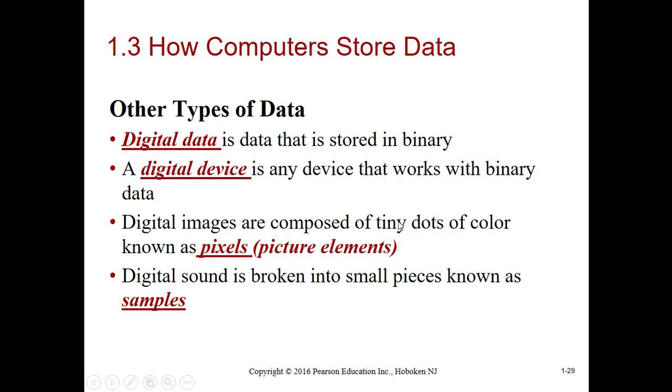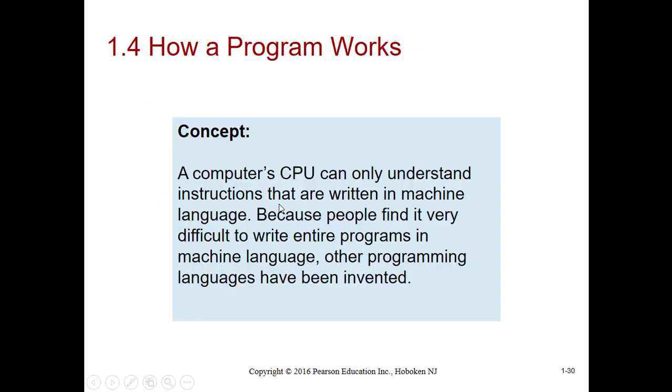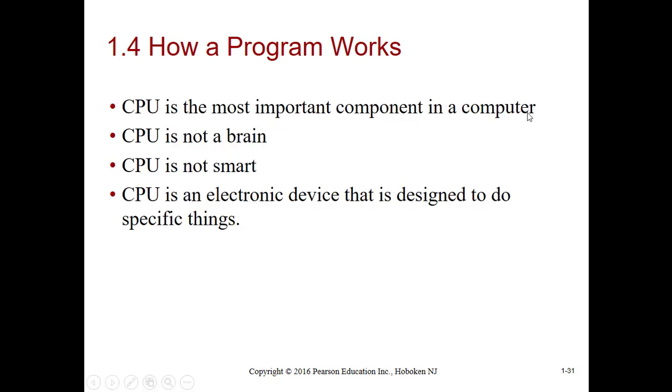Digital images are composed of tiny dots of color known as pixels. Digital sound is broken into small pieces known as samples. How the program works. A computer CPU can only understand instructions that are written in machine language, which is zeros and one. Because people find it very difficult to write entire programs in machine language, other programming languages have been invented.